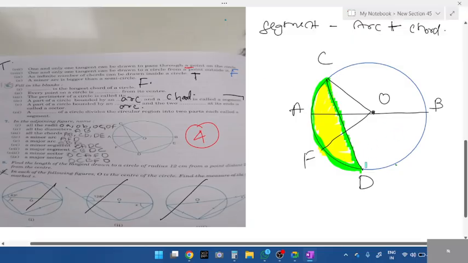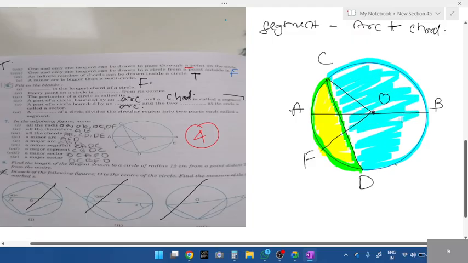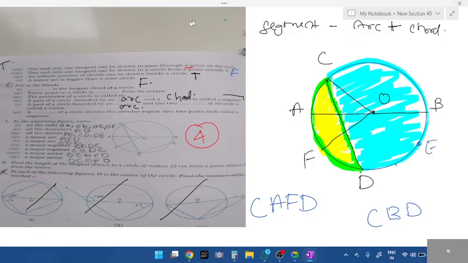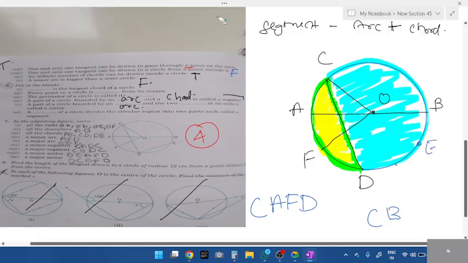The remaining one is DBC. Look at DBC. This is major segment. This one, which I'm going to shade, is known as major segment. So these are the 2 different segments, students. Major segment is CBD. Minor segment C, in between you have 2 points, A, F, and D. And there was also E here, right? So the answer for major segment is this one, students.